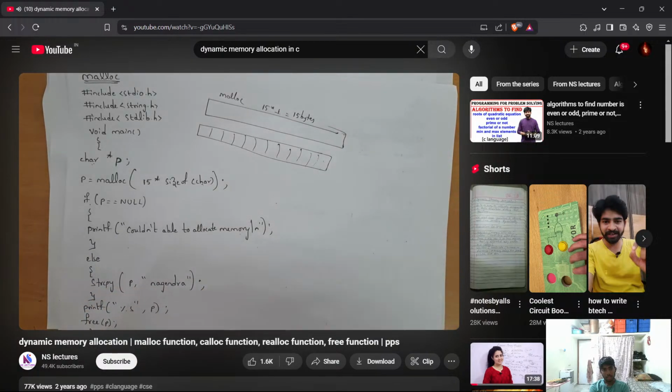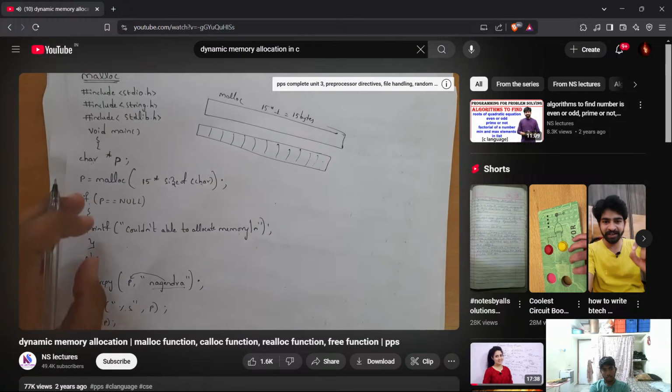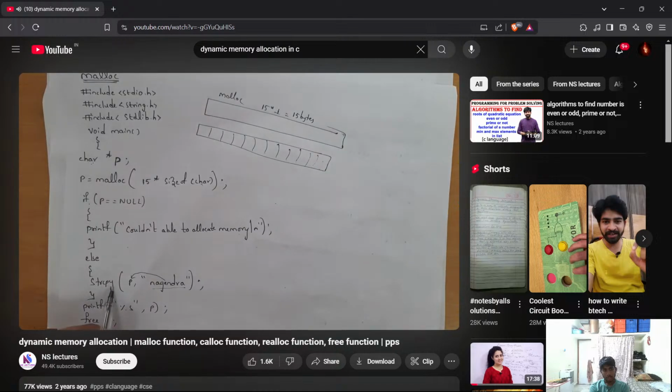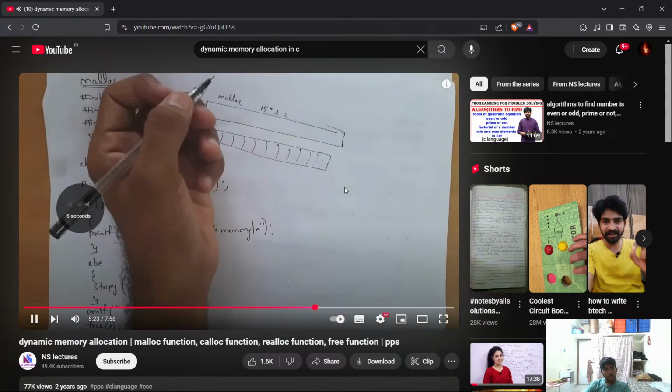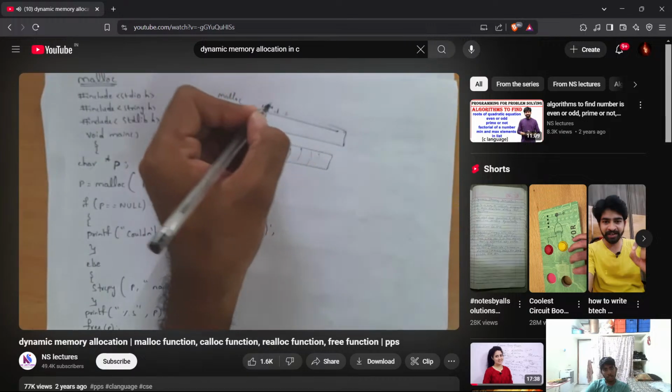Else, if memory is present in our system, then I want to transfer this string to the pointer variable p. If memory is not present, then it will print couldn't able to allocate memory. Else if memory is present, then by using the strcpy function I can copy this text Nagendra to the pointer variable. A character will occupy 1 byte of memory, so 15 into 1.